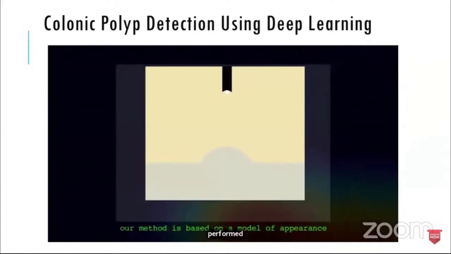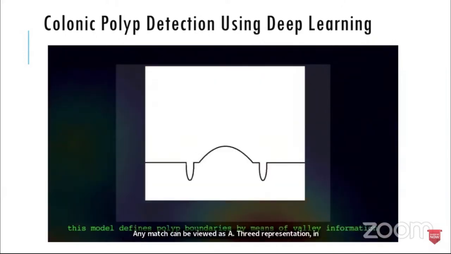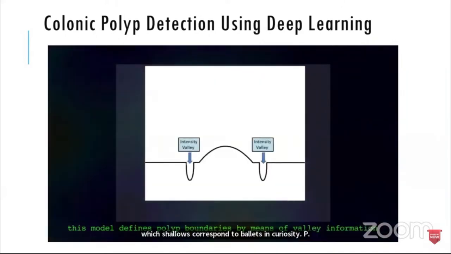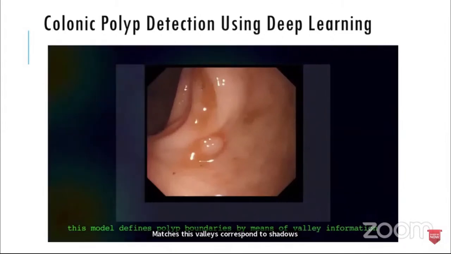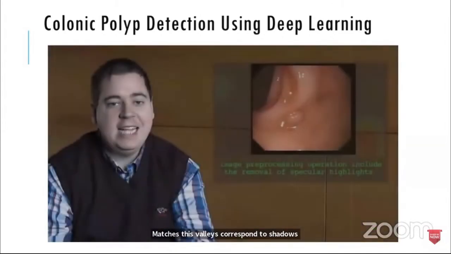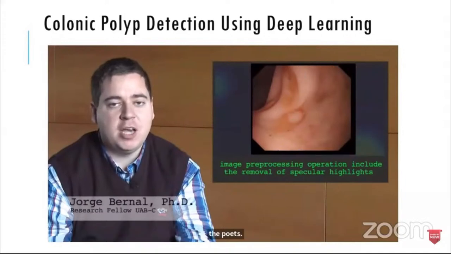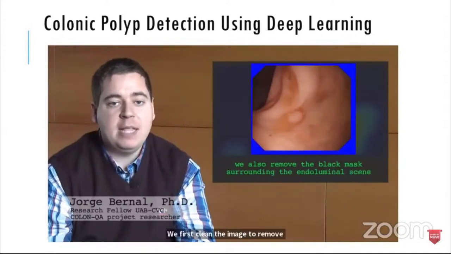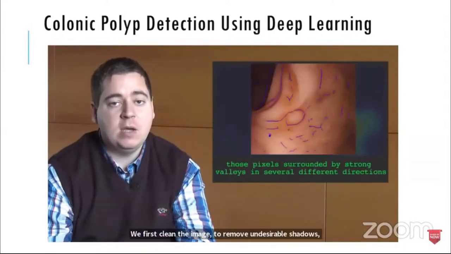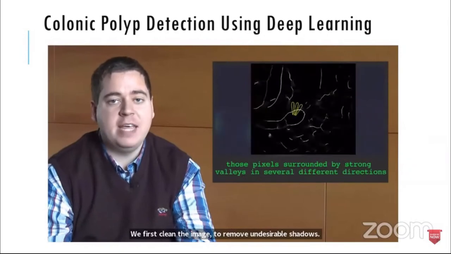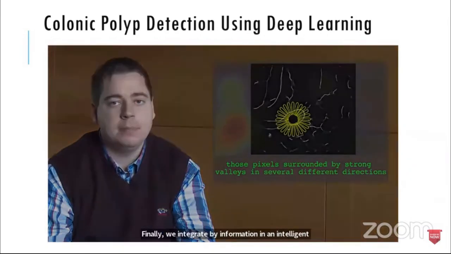An image can be viewed as a 3D representation in which shadows correspond to valleys. In colonoscopy images, these valleys correspond to shadows created by the polyps. We first clean the image to remove undesirable shadows. Finally, we integrate valley information in an intelligent way to highlight those areas of the image more likely to contain a polyp.